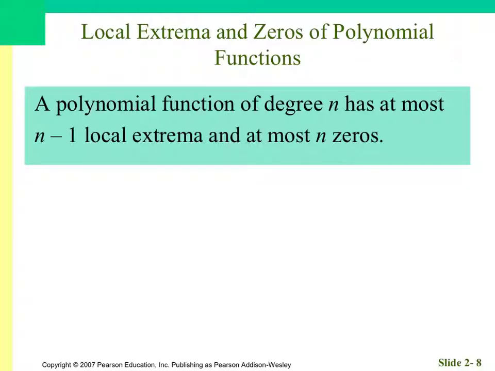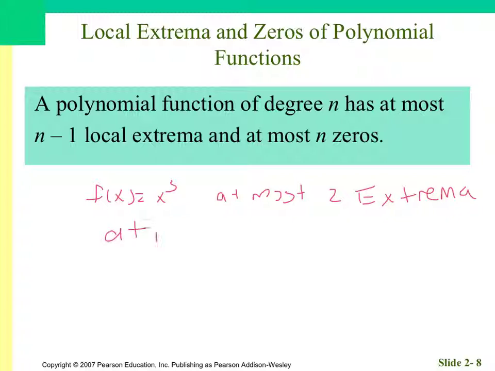Local extrema and zeros. A polynomial function of degree n has at most n minus 1 local extrema and at most n zeros. So what they're saying is if you have f of x equals x to the third, that means you have at most 2 extrema, so minimums and maximums, and at most 3 zeros. It's possible to have 1, 2, or 3 zeros, but at most 3. Okay?